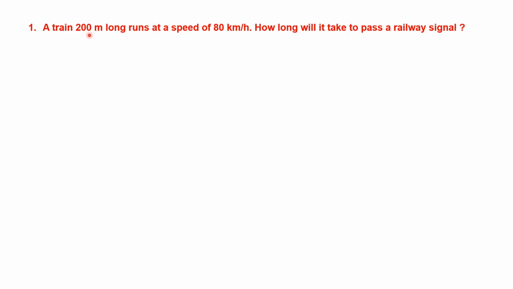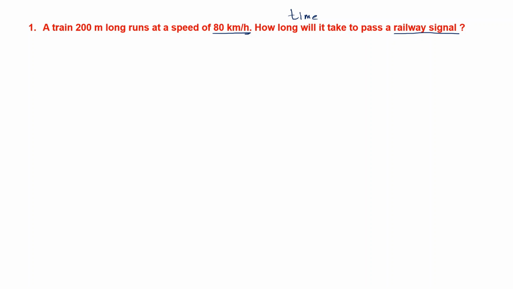Now here you need to see that the length of the train is in meters and the speed is in kilometers per hour. Here it says how long will it take to pass? That means we're talking about the time. Now, should your time be in hours or in seconds? To pass a railway signal, it's not going to take hours. It'll take only a few seconds, isn't it? So let's convert this 80 kilometers per hour into meter per second. Keep that in mind. Read your question and understand it well and then decide what has to be converted.